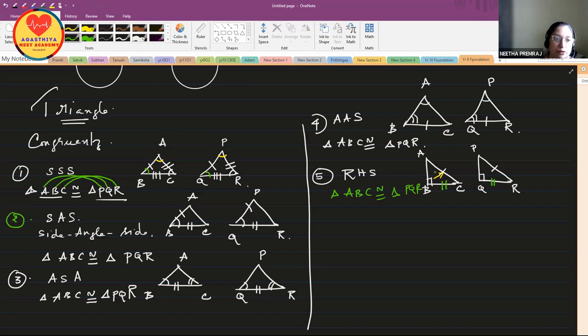Okay, make a note of it. You have to remember all the 5 criteria: SSS, SAS, ASA, AAS, and RHS. So if you want to prove any two triangles are congruent, you must prove it by any one of the criteria. Make a note of it. We will do sums on this concept.